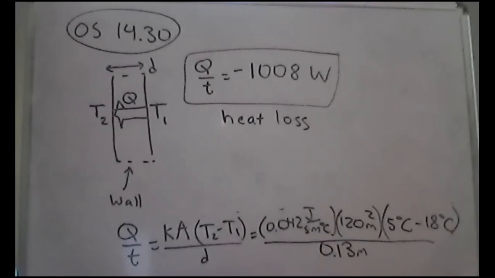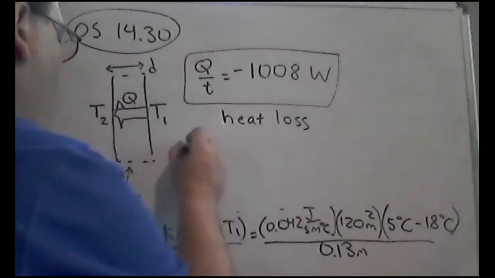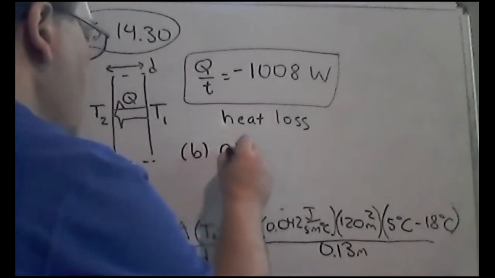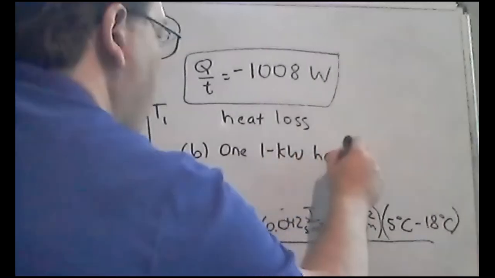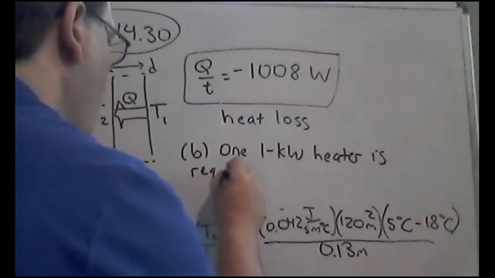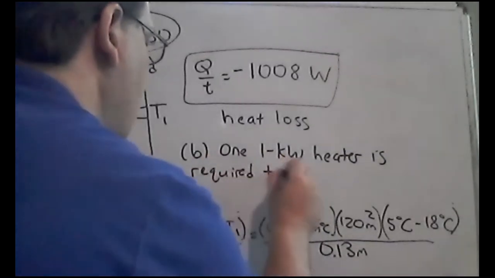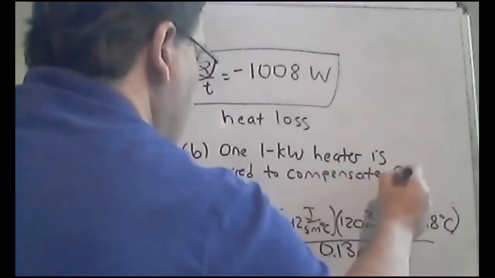Part B is quite simple. It says how many 1 kilowatt heaters will be required to make up for this loss. Well, you just need 1 kilowatt heater, right? 1,000 watts is a kilowatt. You only need 1 kilowatt heater. So essentially, 1 kilowatt heater is required to compensate for this heat loss.